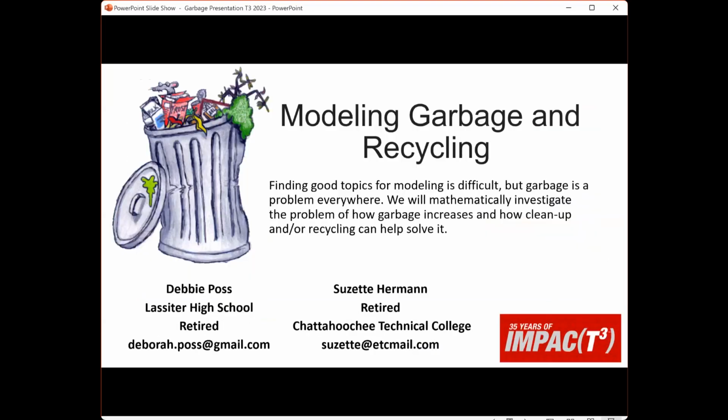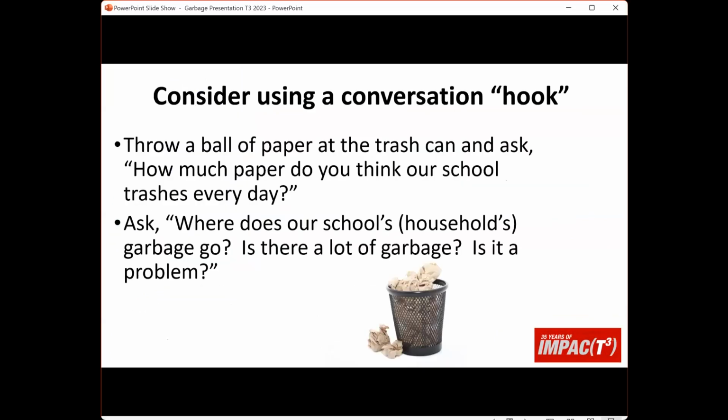So basically, finding good topics for modeling is a challenge. But garbage is a problem everywhere. And as we learned from the previous speaker, we really need to look at relevant information. Well, garbage is definitely relevant. So today we're going to investigate the problem of how garbage increases and how cleanup and recycling can help it.